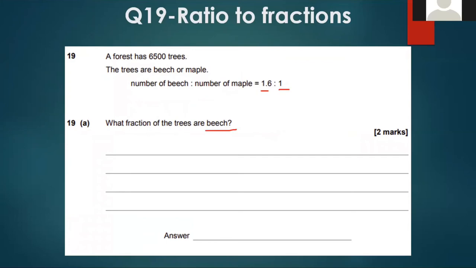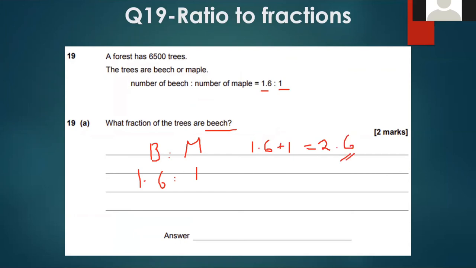Well, we've got beech here, so B for beech and then M for maple. We've got 1.6 to 1. So the total parts for the ratio, 1.6 plus 1 is 2.6, guys. So in total, we've got a possible 2.6 parts.